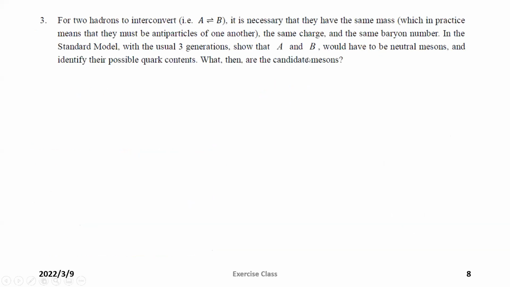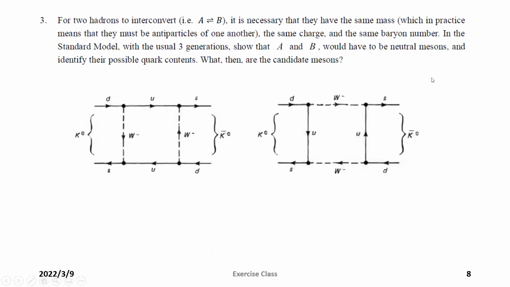Okay. And for the third question, this question is some discussion on the interconversion between two hadrons. In lecture, we have learned that K0 and K0 bar can interconvert each other by these two diagrams, and we want to find whether there are other hadrons which can interconvert each other.